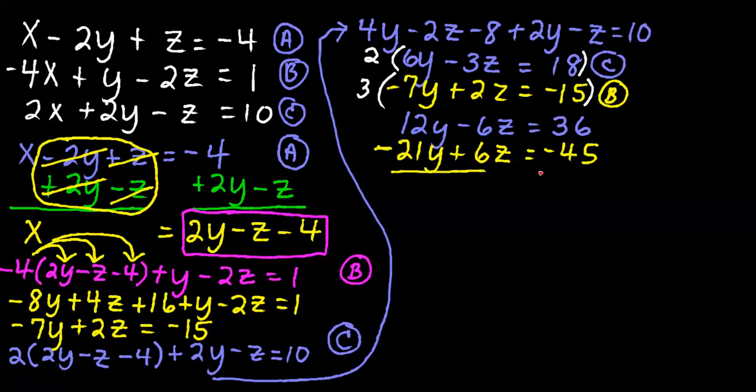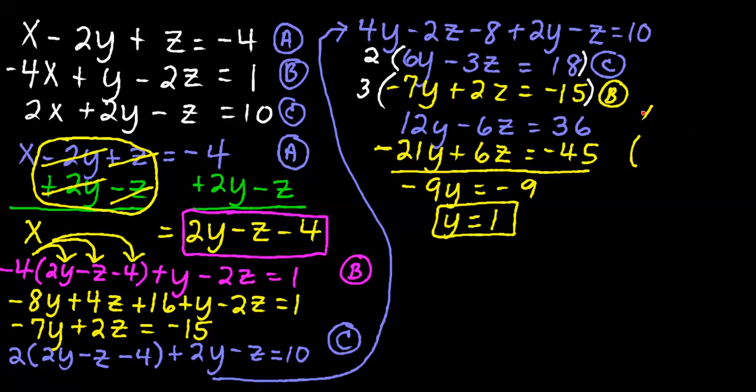So I can go ahead and add these together. And what I end up with is negative 9y, these two cancel out, equals negative 9. And then, of course, I can divide both sides by negative 9. I'll have y equals 1. So I'm going to go ahead and make a spot for my answer right here. This is going to be my x, my y, and my z. And I found my y.